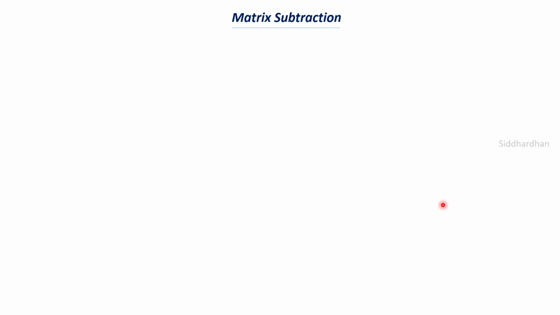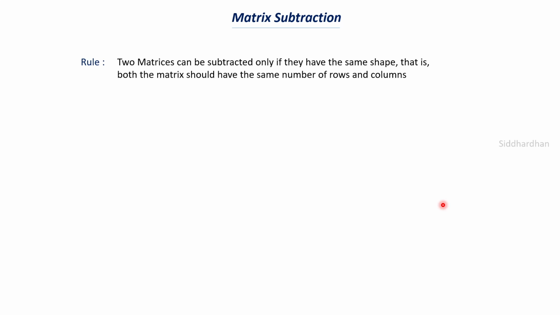Now let's discuss matrix subtraction. It is very similar to matrix addition, where the number of rows in the first matrix should be equal to the number of rows and columns in the second matrix.